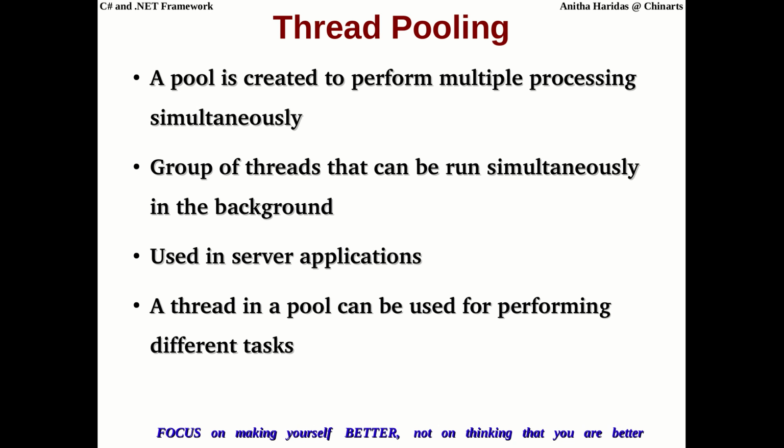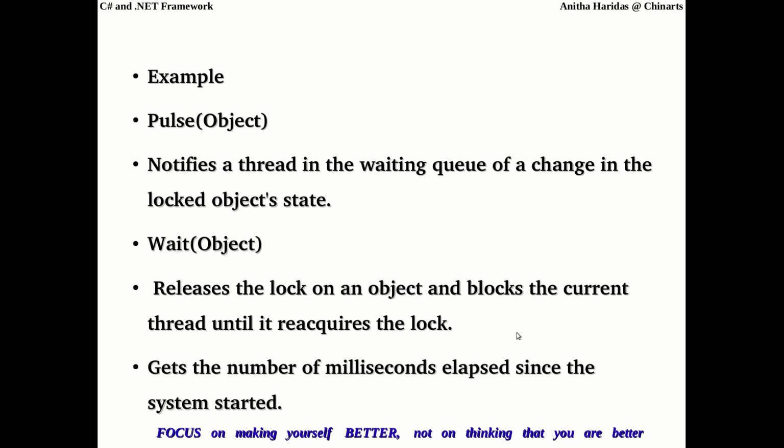Even in the remoting process, we have seen multiple client requests coming in. When you have multiple clients coming in, the server can create an object, and each object will be executed by a thread, waiting for the client request to be responded to. That kind of thing can be done using thread pooling. A thread in a pool can be used for performing different tasks.